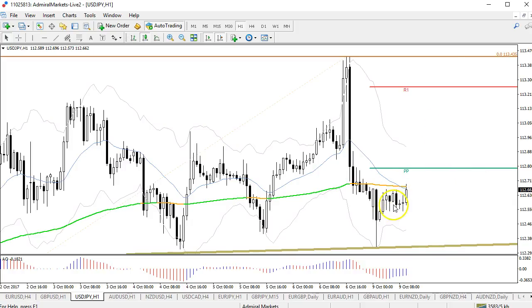I might think about that too, but it would have to be a clear kind of three-wave pattern before I would trade something like that.